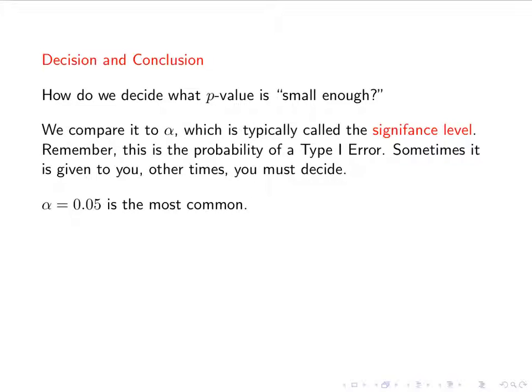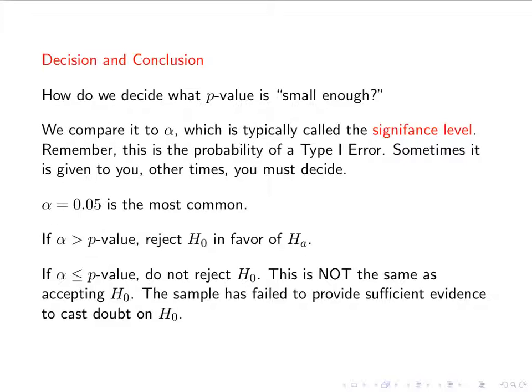Typically, we use 0.05 or 5%. If alpha is bigger than the p-value, then we reject h0 in favor of ha. We say p is too small, it's smaller than our significance level, so we reject h0. If alpha is less than or equal to the p-value, we do not reject h0. Now remember, this is not the same as accepting h0. We don't ever prove h0.